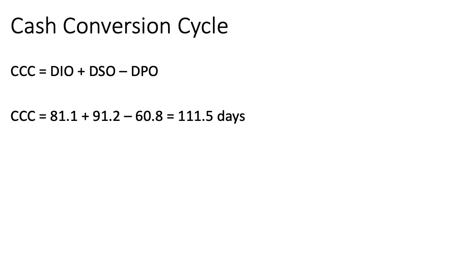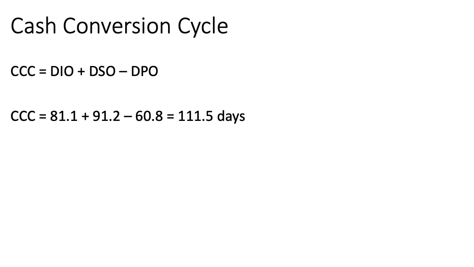Now to forecast accounts receivable, accounts payable and inventory, we use DSO, DPO and DIO, and once we have AR, AP and inventory forecast with us, we can simply calculate working capital for that year as accounts receivable plus inventory minus accounts payable. And by comparing a particular year's working capital with that of the previous year, we can calculate the change in working capital, which can then be used to arrive at free cash flow.